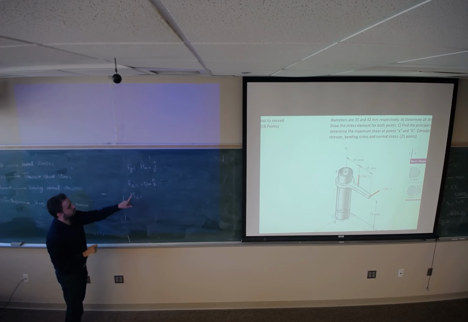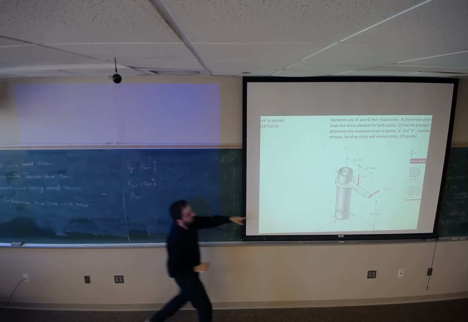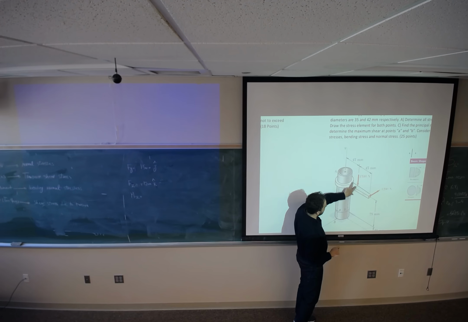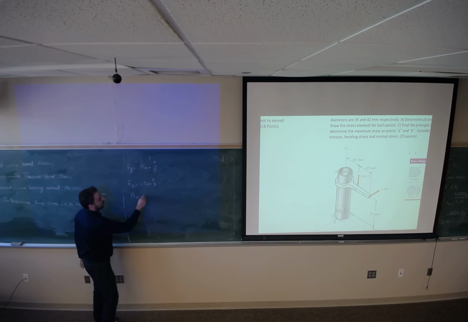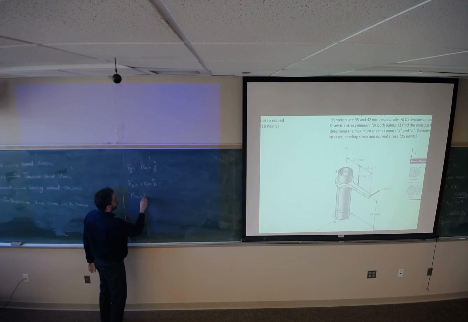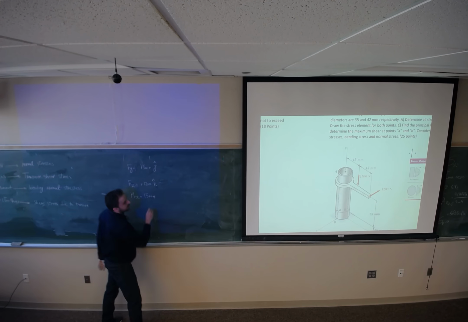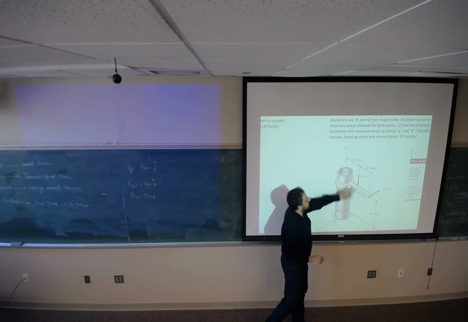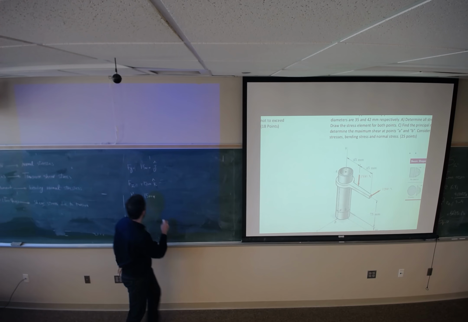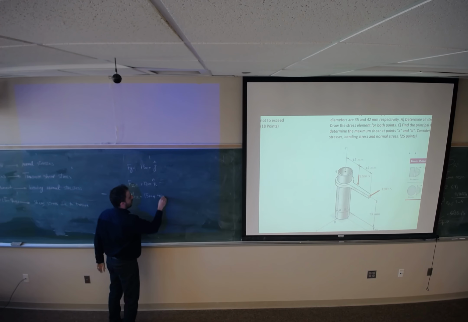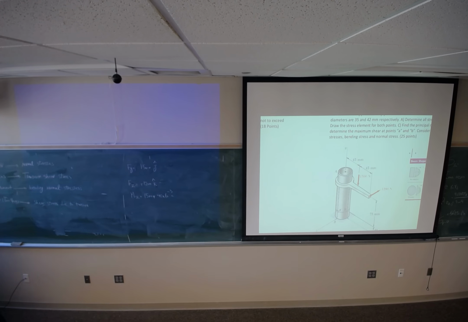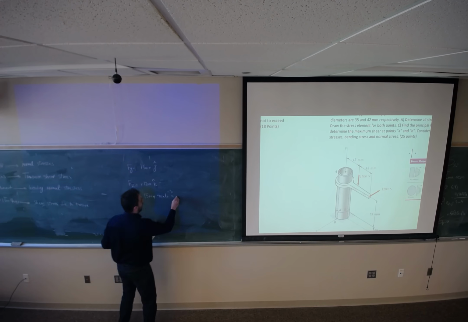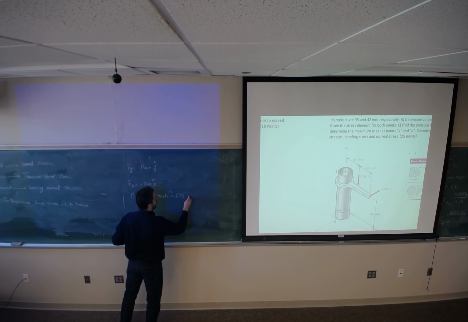So it's making moment about the z-axis because distance is in x direction and force in y direction, so the moment is going to be in z direction. Force is 1500, the distance is 45 millimeter. It's going to be 67.5 Newton meter.